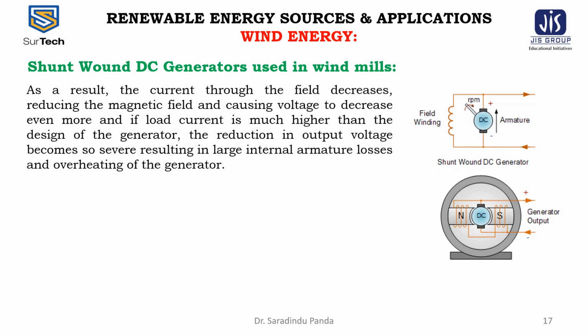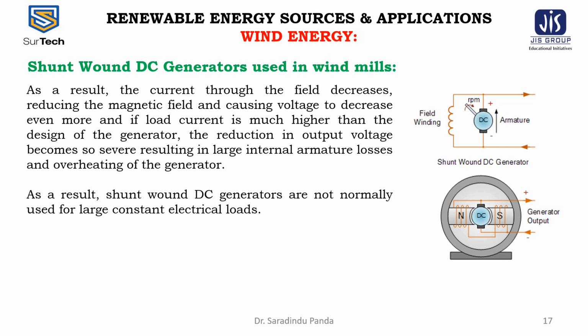As a result, the current through the field decreases, reducing the magnetic field and causing the voltage to decrease even more. And if the load current is much higher than the design of the generator, the reduction in output voltage becomes so severe, resulting in large internal armature losses and overheating of the generator. As a result, shunt-wound DC generators are not normally used for large constant electric loads.